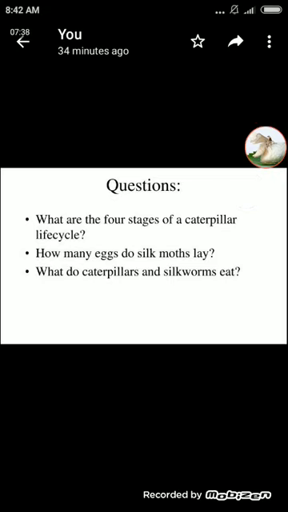Now give me the answers to these questions. What are the four stages of the caterpillar life cycle? Second, how many eggs does a silk moth lay? And what do the caterpillar and silkworm eat?